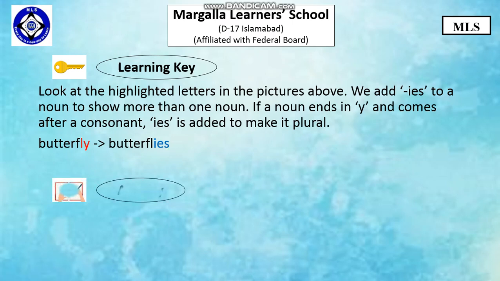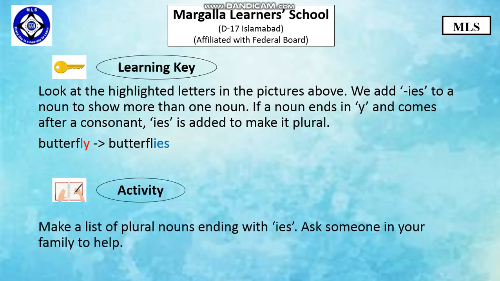Now what you have to do is make a list of plural nouns ending with IES. Try it yourself, and if you have any problem, ask someone in your family to help. Write at least 5 words ending with IES on a loose sheet.